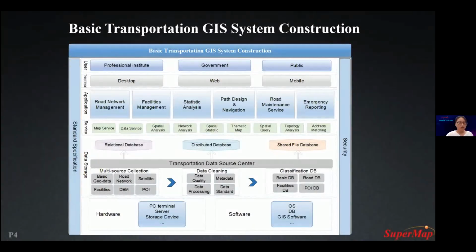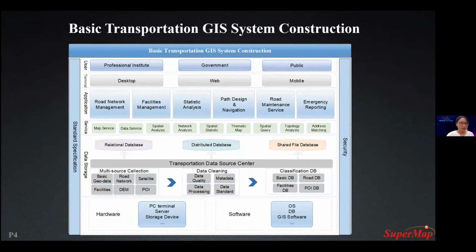First of all, let's look at the system architecture of the transportation service platform. No system can be constructed without hardware equipment and software. The second layer, which is the most important layer, is data management. Data is the soul of GIS. There are various data related to transportation, including spatial data and non-spatial data. All this data needs to be processed, classified, and stored based on a certain data standard. Different types of data need different storage.